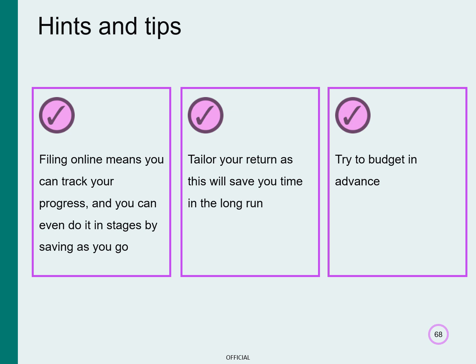Filing online means you can track your progress, and you can even do it in stages by saving as you go. You'll also find out if you need to pay tax or are due a repayment. Tailor your return, as this will save you time in the long run. Try to budget in advance.